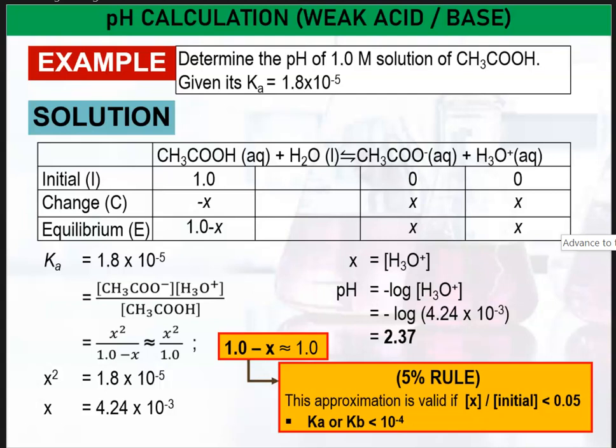Similar to the weak base. We will see how to solve a problem, how to calculate the pH for a weak base.